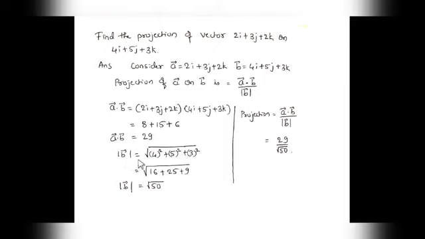Magnitude of vector B, we have to find out the magnitude of vector B here. So magnitude of vector B will be square root of 4 square plus 5 square plus 3 square, that is under root 4 square is 16 plus 5 square is 25, 3 square is 9. If I add all these three quantities I'll get root 50 will be the magnitude of vector B. Now according to this formula, the projection of vector A on vector B is vector A dot vector B divided by magnitude of vector B. Vector A dot vector B is 29 divided by magnitude of vector B, root 50.